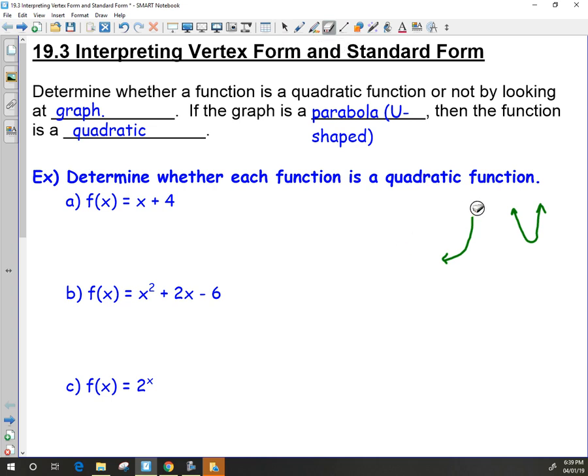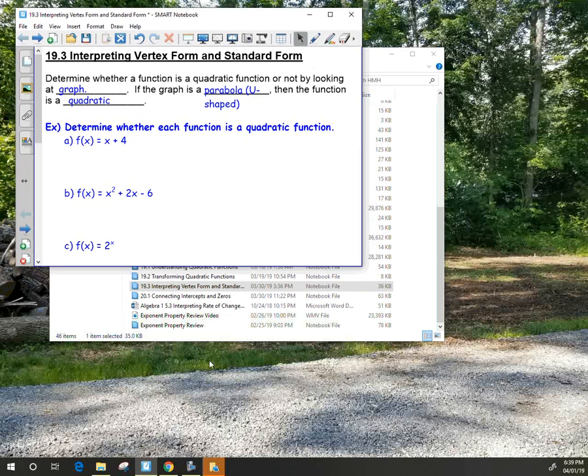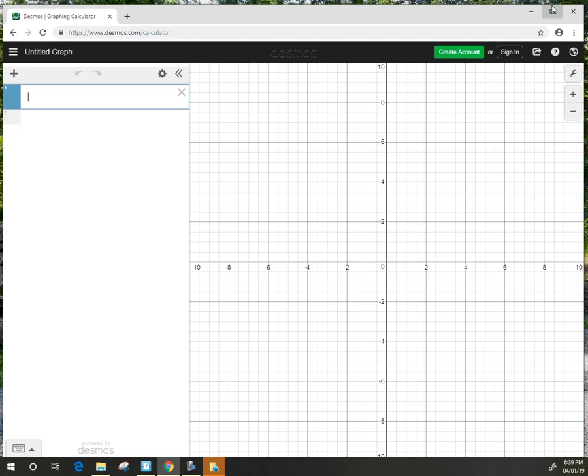So if I give you some examples, our first example is on this slide: determine whether each function is a quadratic function. Again, as we've done a lot of the time, if I give you the equation f of x equals x plus 4, I want to see what the graph looks like. Hopefully you'll get into a pattern where you can just look at the equation and know that it's linear, or a quadratic, or an exponential.